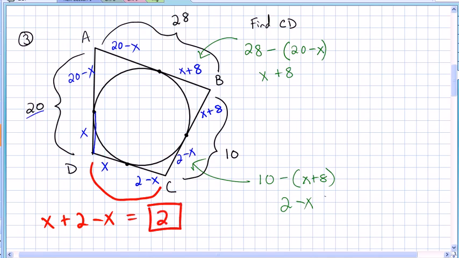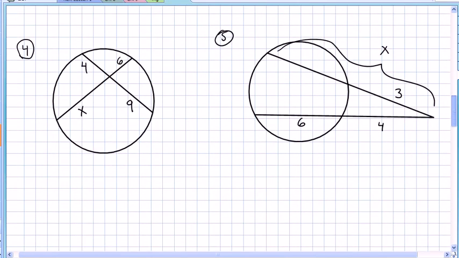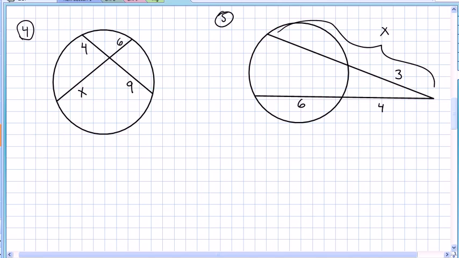We can look at number 4 and number 5. These are our power theorems. Number 4 should just be a chord-chord power theorem. So all we're doing for this is taking one chord, multiplying its two pieces. So I'm going to do 4 times 9 and then the other chord multiplying its two pieces, 6 times x. That gives us 36 equals 6x, and x in this case should be 6.